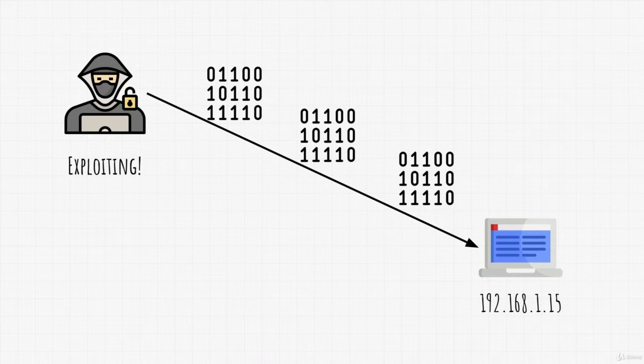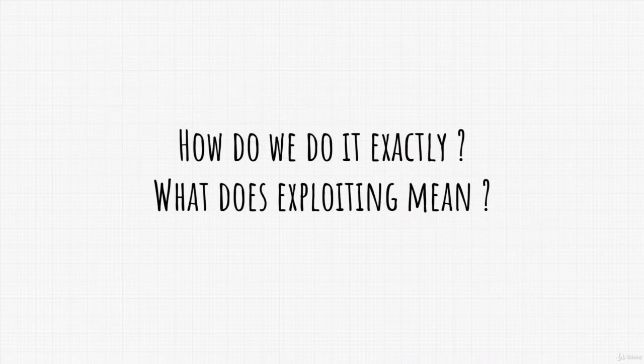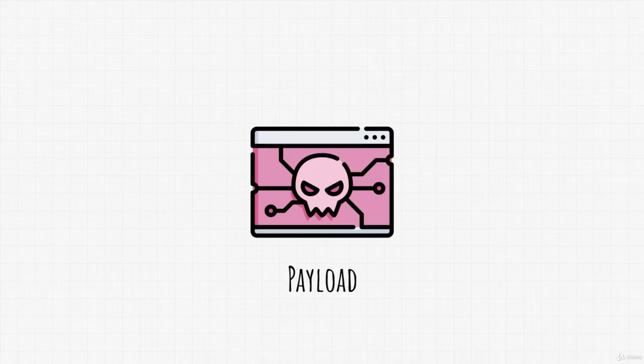But wait a second. What do I mean we would exploit the target? How do we do it exactly? And what does exploit target even mean? Well, exploiting the target, in other words, is using the vulnerability that we discovered to send something called a payload. A payload is a program that we deliver to the target after the exploit. Usually, this program is something that allows us to execute commands on the target system and navigate through its files and folders.